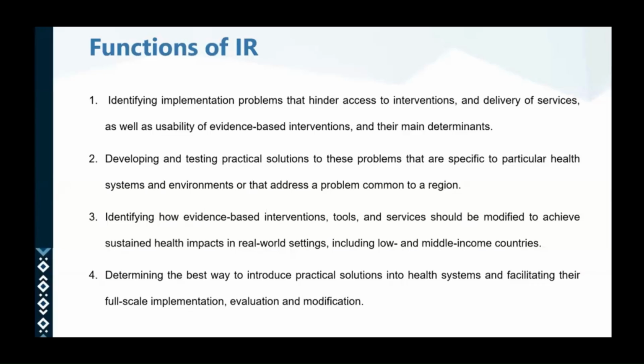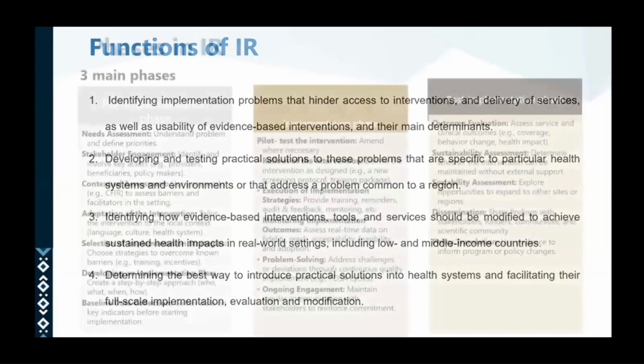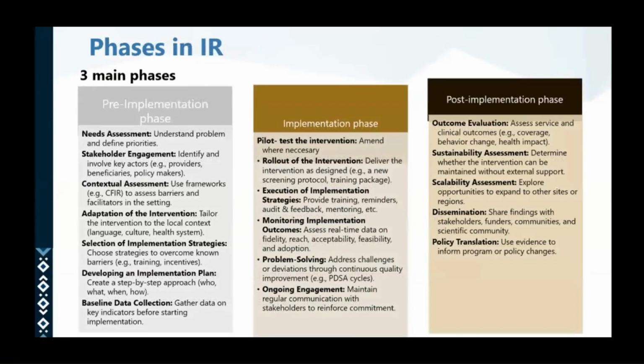Now we're going to be looking at the phases of implementation research. We have three main phases: the pre-implementation, the implementation, and the post-implementation phase. For the pre-implementation phase, what do we need to do? First of all, we have to conduct a needs assessment to understand the problem of the community. What is the main problem in that community, and how do we want to go about solving it?